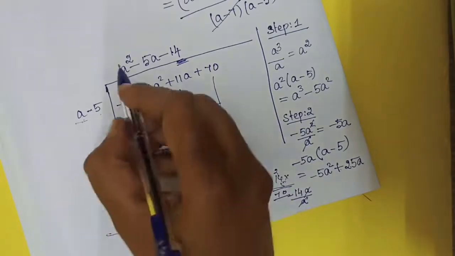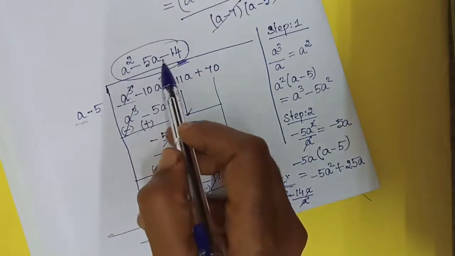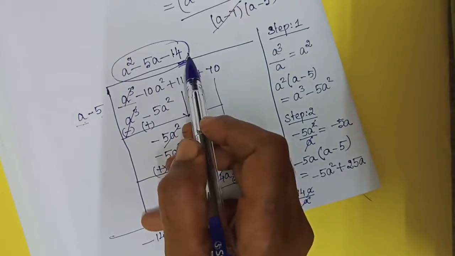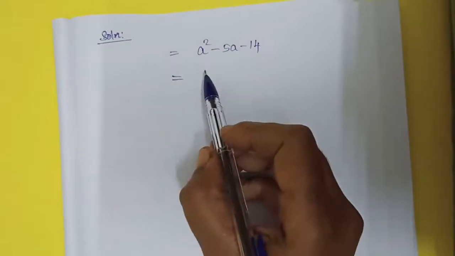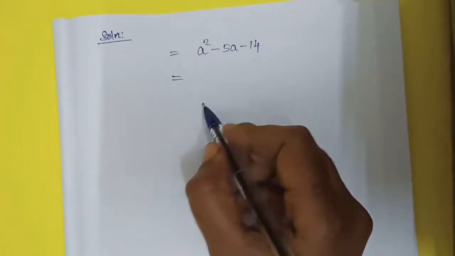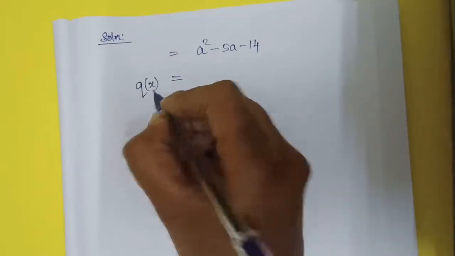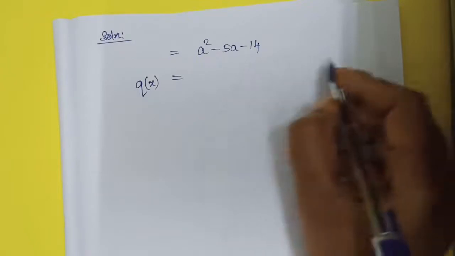So what is the quotient we got? This is the quotient. Shall we write the answer now? So we got the answer as a square minus 5a minus 14. This is q of x value. This is a quadratic polynomial. Shall we reduce into factors?